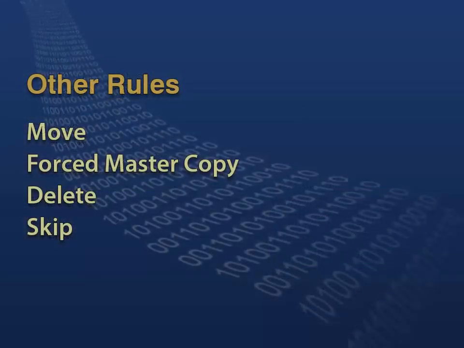There are other rules you can use in synchronizing your files. The move rule will move from a source to a destination, and once the copy is complete, it will remove and delete the file from the source location. A forced master copy will always copy a file even if there's an exact match already there. This is generally only helpful when doing testing and performance measurements. A delete rule will delete files on the destination, and a skip rule will simply skip processing that file.